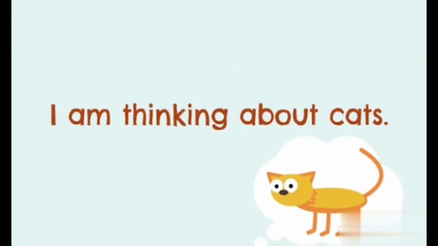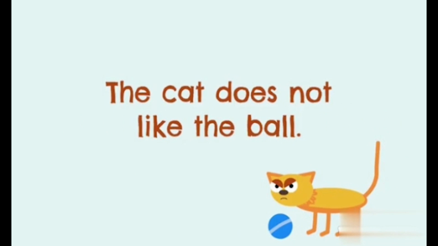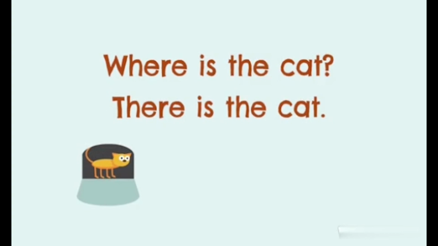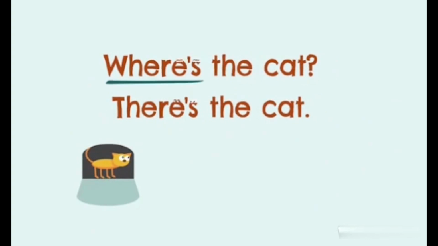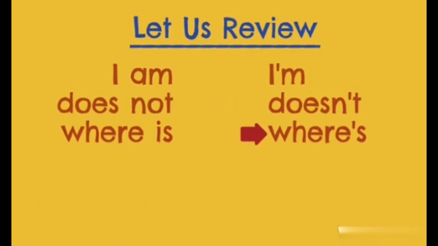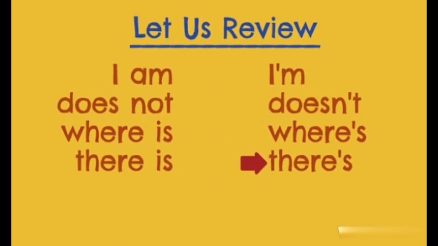Let's see. I am thinking about cats. I'm thinking about cats. The cat does not like the ball. The cat doesn't like the ball. Where is the cat? There is the cat. Where's the cat? There's the cat. Let us review. I am, I'm, does not, doesn't. Where is, where's. There is, there's.